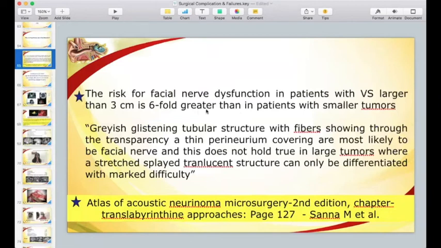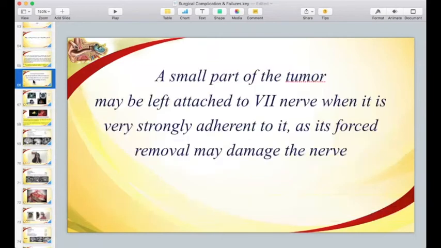And this facial nerve looks like a grayish, glistening tubular structure. So I'll show you an example where a small part of the tumor has to be left, as Dr. Goel said, attached to the 7th nerve when it is very strongly adherent, because forced removal of the last fragment can damage the nerve.